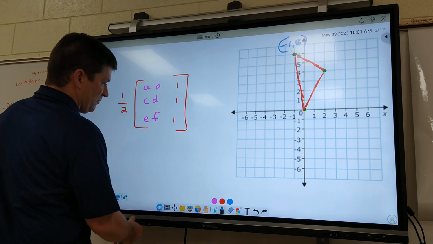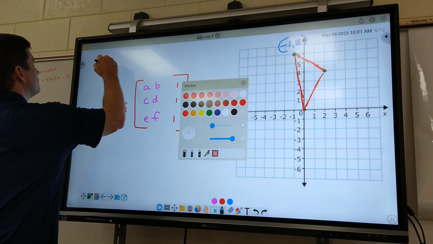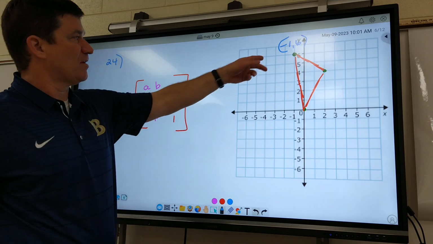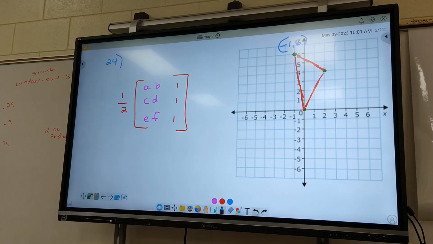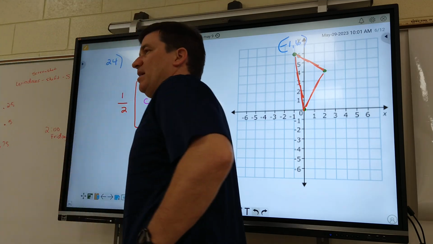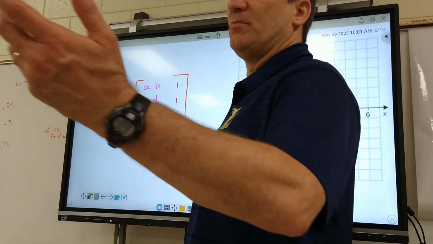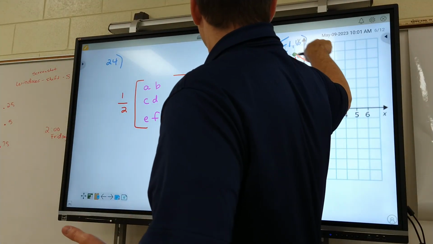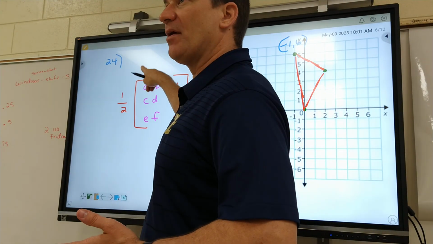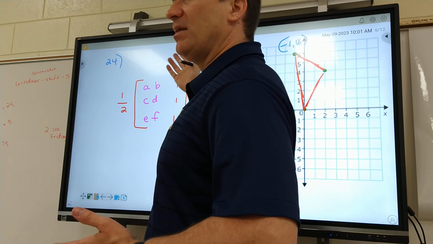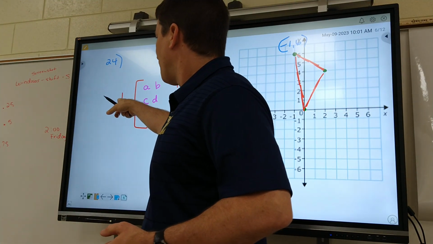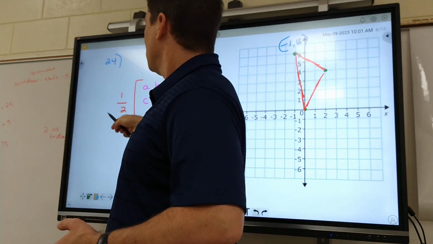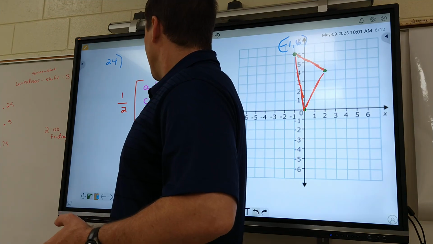All right, so let's go to 24. I believe that's what I've got drawn up here. I've got your triangle drawn. All right, there's a formula to find the area of a triangle. Back in middle school, you guys did 1/2 base times height. If it's graphed like this, we can use our 3x3. We can do our cross multiplying and get an area too. The formula's got 1/2 in front.